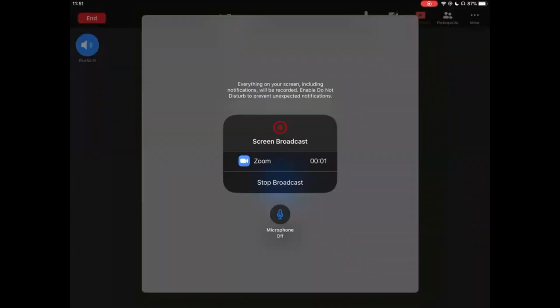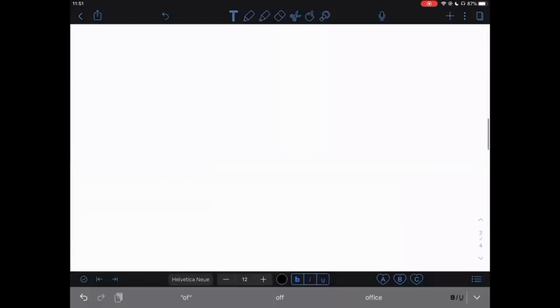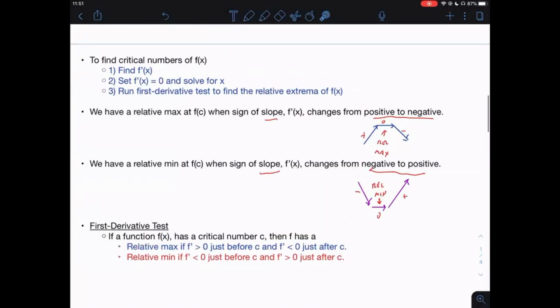All right, so let's continue with 3.1 here, and let's do a couple of examples of finding the relative extrema of a function of x. As mentioned last video, we have two types of relative extrema, relative max or relative min. And these two represent either the highest point or the lowest point of a function relative to neighboring values.